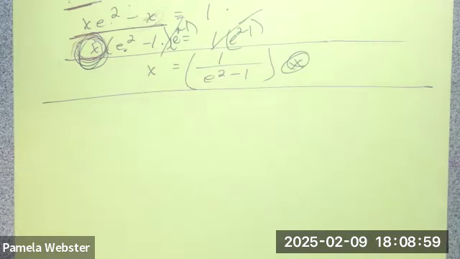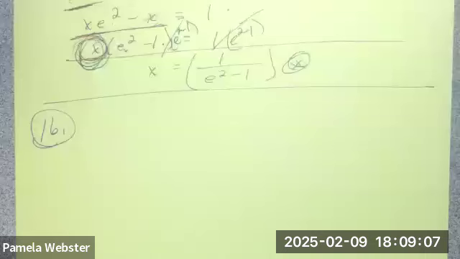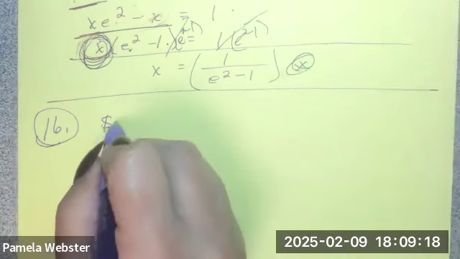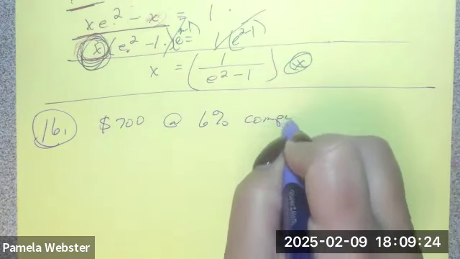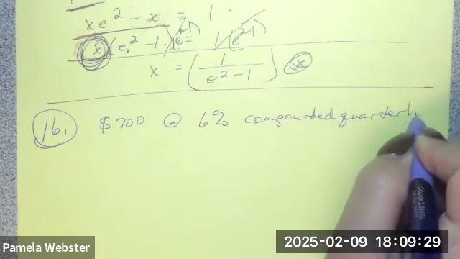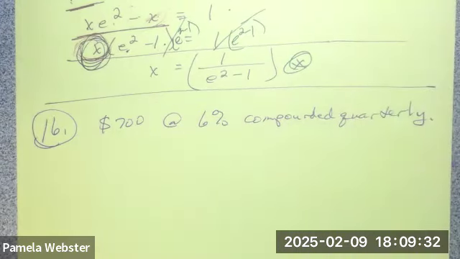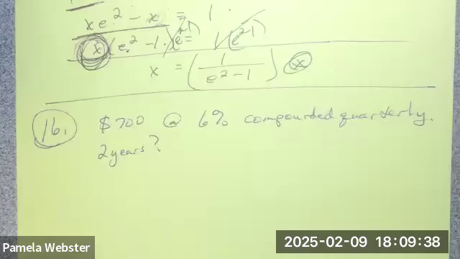All right. Okay. The last 1, 2, 3, 4 problems on this. Remember, you're not doing 20 through 24, right? So the last bit of this is all word problem-y type stuff. You invest $700 at 6% compounded quarterly. How much money are you going to have at the end of 2 years? That's what we're after.